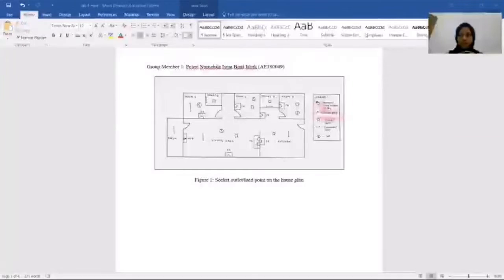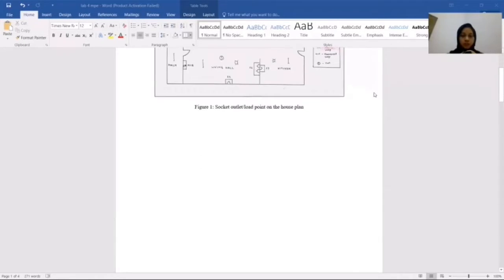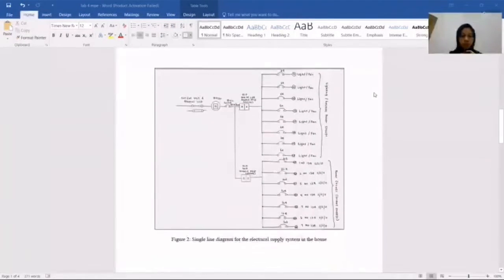A very good day. My name is Putri Nonabila Isma binti Ishaq with matric number AE180049. So as we can see, figure 1 shows the socket outlet or load points on the house plan. So there are miniature circuit breaker MCB, socket plug, ceiling lamp, fluorescent lamp, and fan on the house plan. And then move to figure 2, where it shows the single line diagram for the electrical supply system in the house.